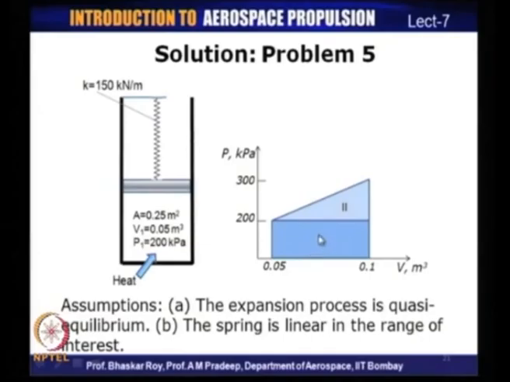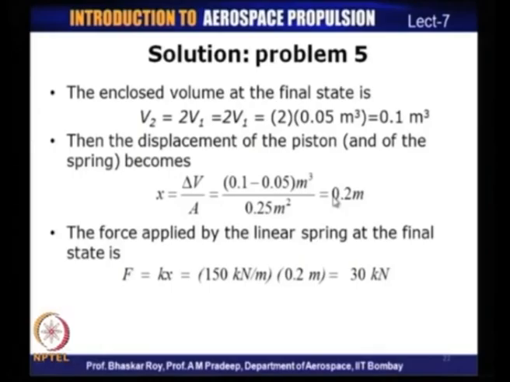What are indicated by 1 and 2 will be clear a little later. I shall explain what these mean, that is 1 and 2 in this diagram. So, the enclosed volume at the final state is twice the initial volume. Therefore, V2 is equal to 2 V1, and therefore, it is 2 into 0.05, which is 0.1 meter cube. Now, we need to calculate the displacement of the piston.